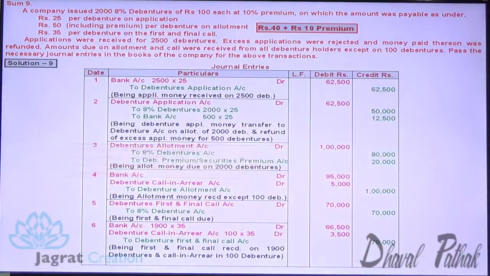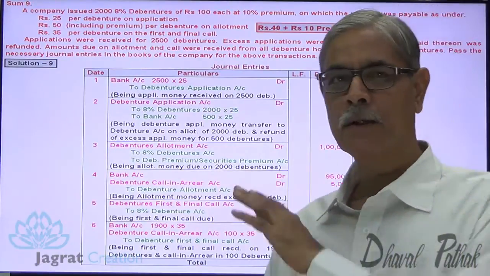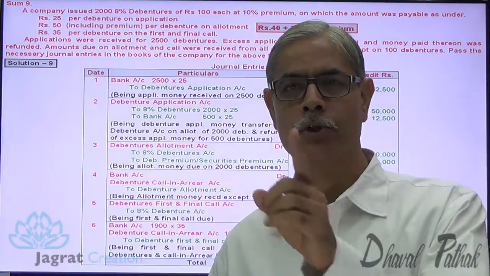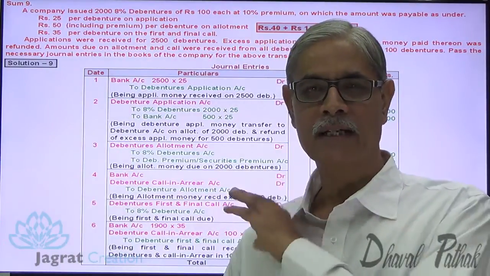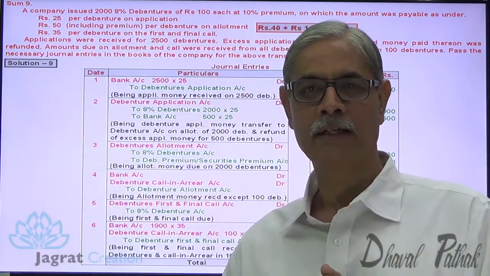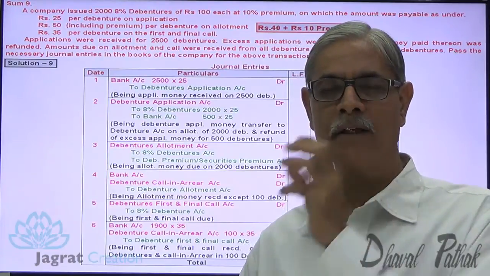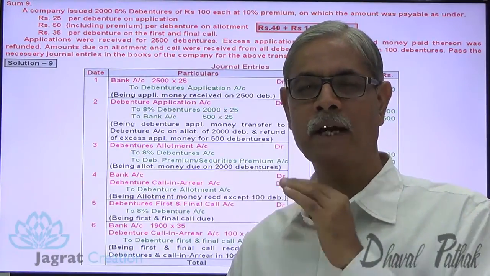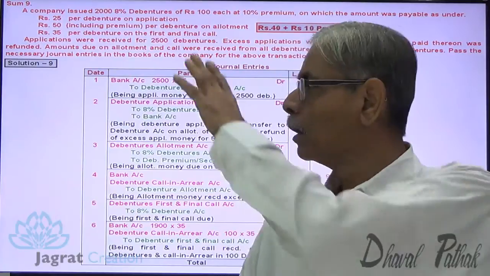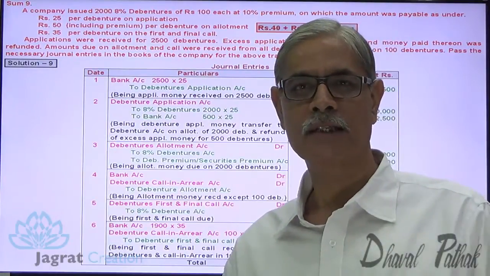Now let me have the total of all these items. 4,65,000 is the total of debit and credit. This is how the journal entry for issue of debentures gets recorded. The amount is recovered in installments, and here the debentures are issued at premium and debentures are issued for cash. I think you have followed all these things.